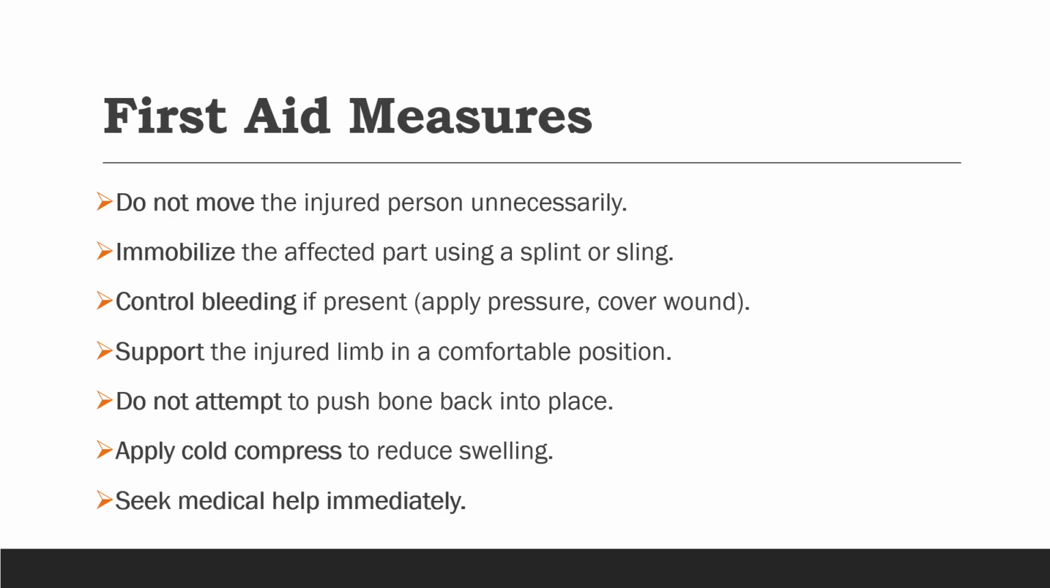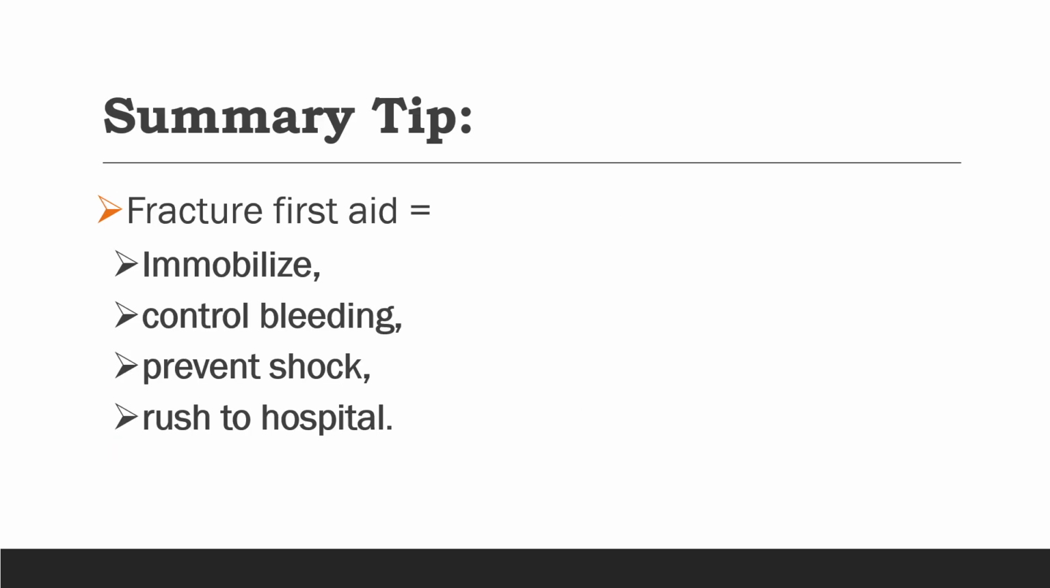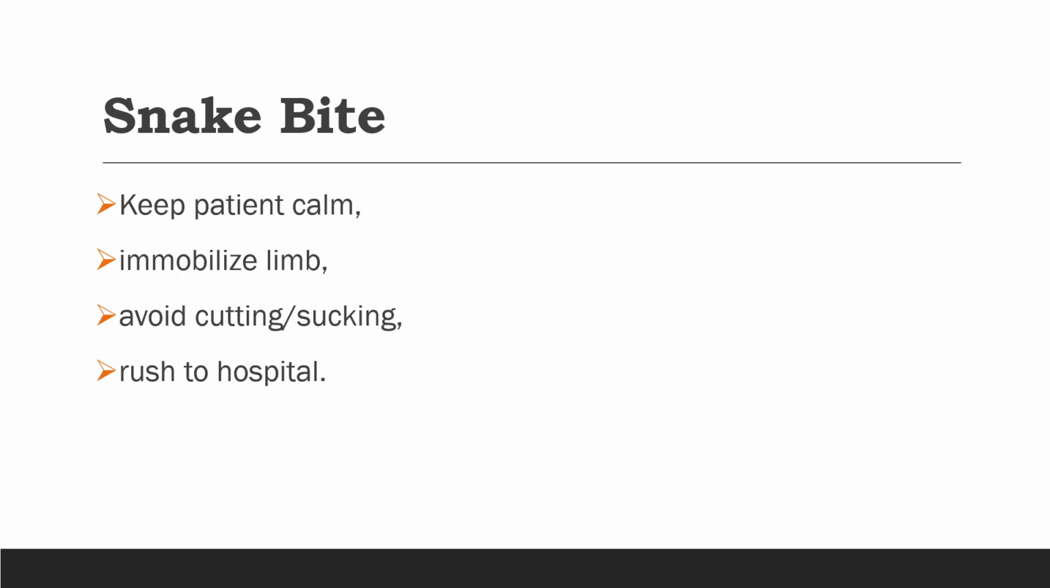First aid measures. Do not move the injured person unnecessarily. Immobilize the affected part using a splint or sling. Control bleeding if present. Apply pressure, cover wound. Support the injured limb in a comfortable position. Do not attempt to push bone back into place. Apply cold compress to reduce swelling. Seek medical help immediately. Summary tip: fractures first aid means immobilize, control bleeding, prevent shock and rush to hospital.